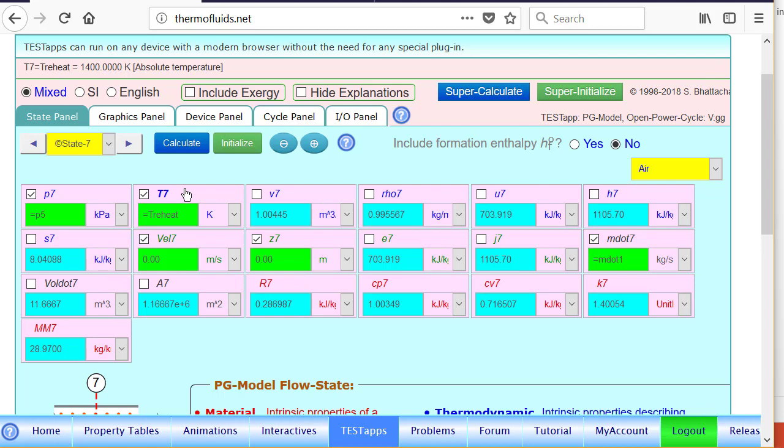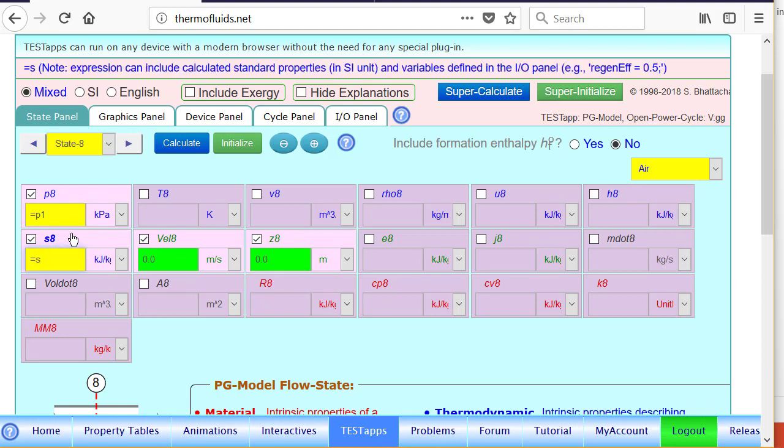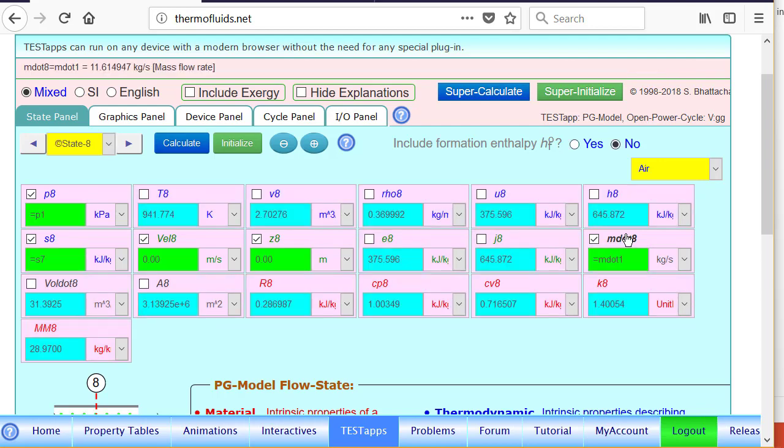To get state 8, we know pressure will be equals P1 and entropy will be equals S7. So therefore, the isentropic exit state, we should have cloned the state, would have been a little bit easier, m dot 1. So state 8 is now calculated.